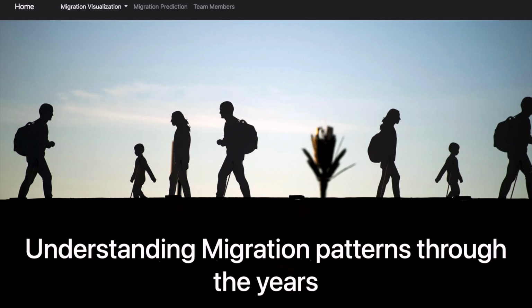Hi everyone, we are Team Data Dreamers and today we will be discussing world migration patterns through the years. Our dashboard aims to answer 4 important questions: who are these migrants, where are they coming from, where are they going, and why are they migrating?